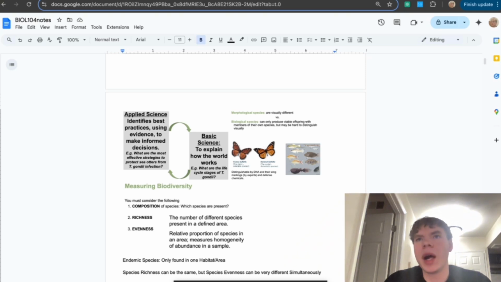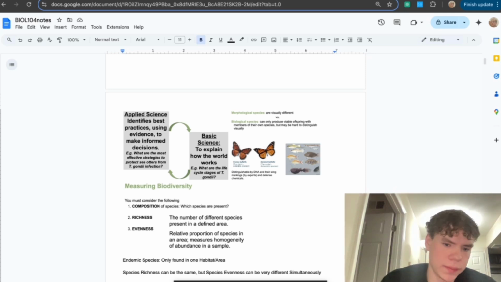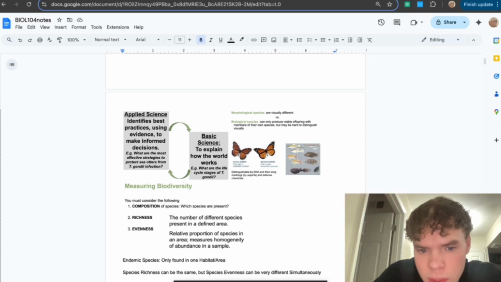So if we have two separate islands, they could have the exact same species richness and the exact same number of species, but the evenness could be completely different. That's a note.